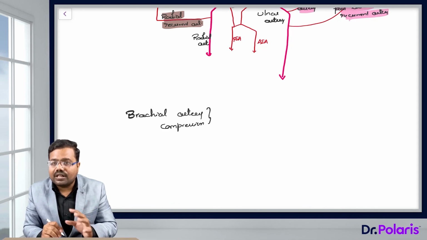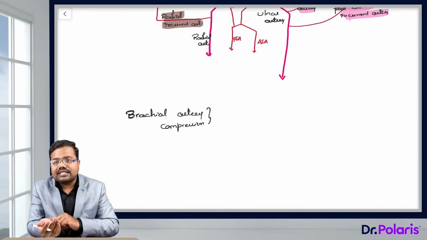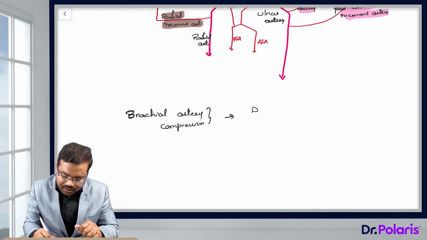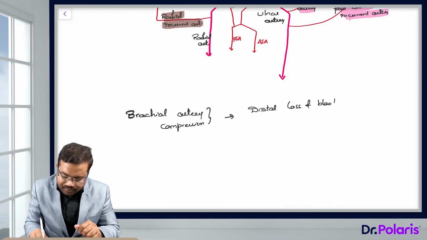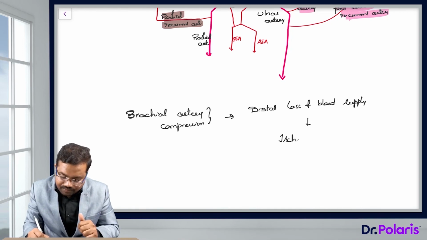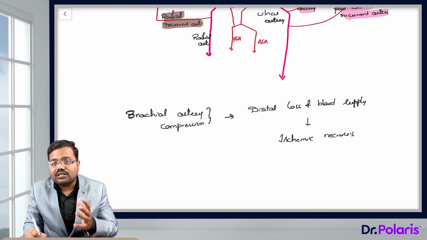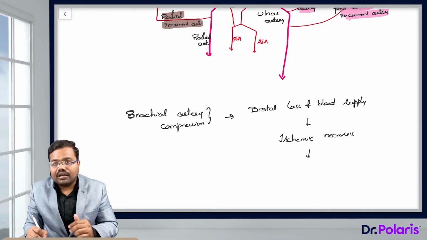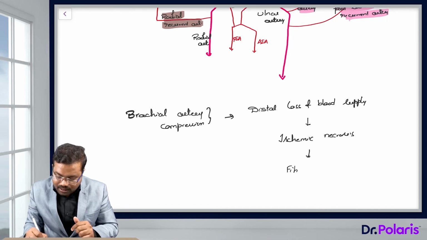If the brachial artery is completely occluded for any reason, then the distal parts do not have any blood supply. That leads to distal loss of blood supply, and whenever this loss of blood supply occurs, the tissue undergoes ischemic necrosis. That means the death of these muscle cells because of ischemia. Ischemia means less blood supply or no blood supply. From there, that leads to fibrosis of the necrosed part.